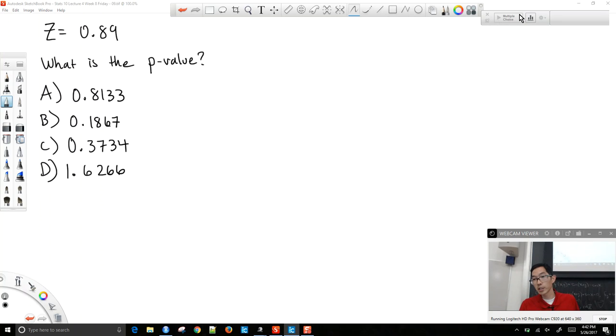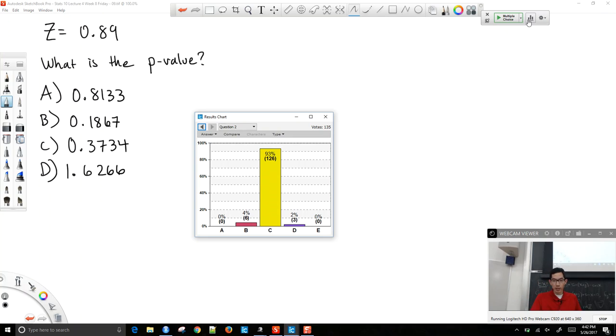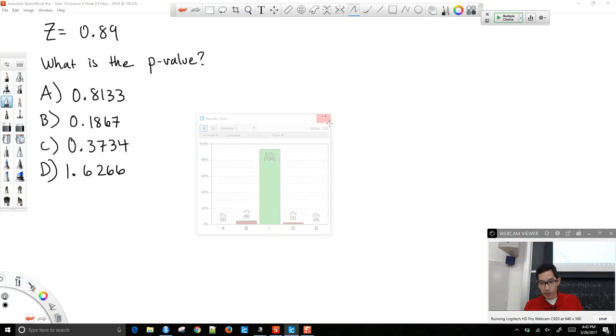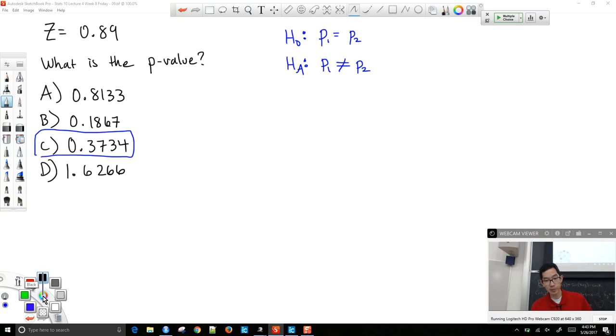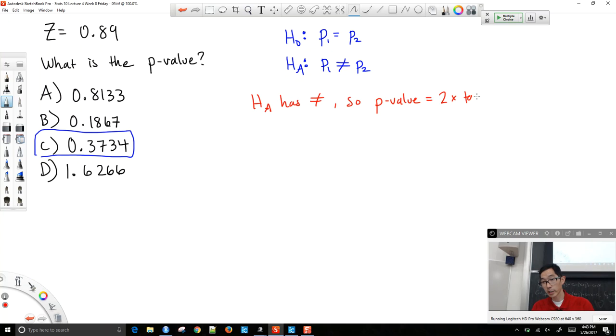All right, let's take a look here. Okay, and indeed, C is the correct answer. All right, so we have z is equal to 0.89. The determination of the p-value depends on the alternative hypothesis. The null hypothesis was that p1 is equal to p2. The alternative has a not equal sign, so the p-value is equal to 2 times our tail area.